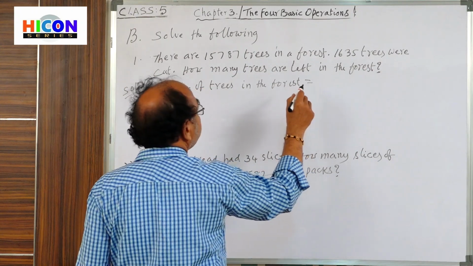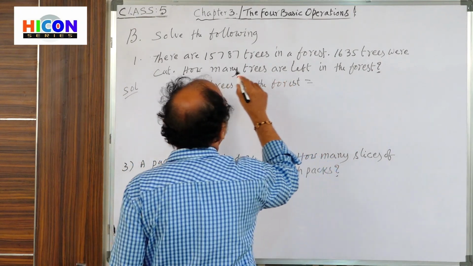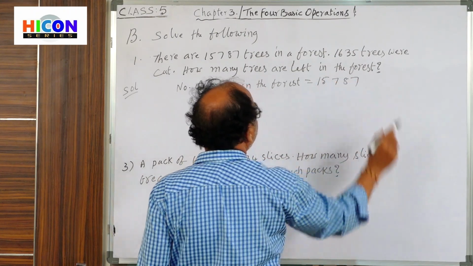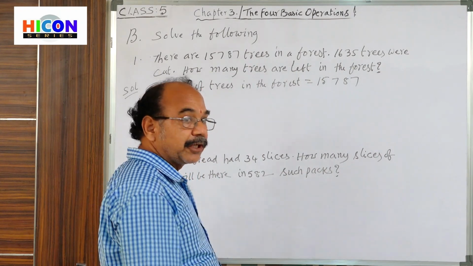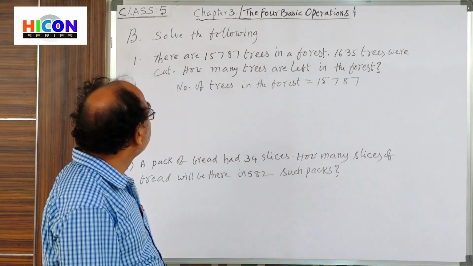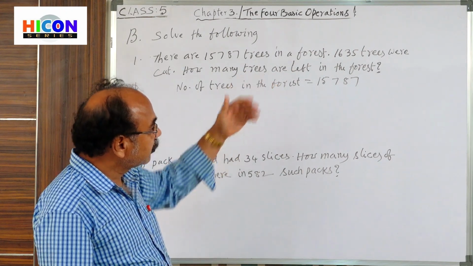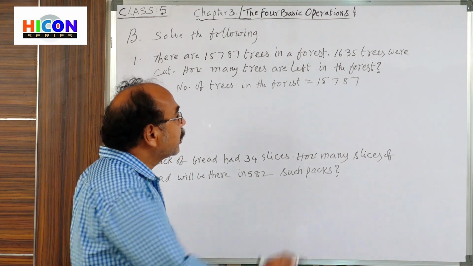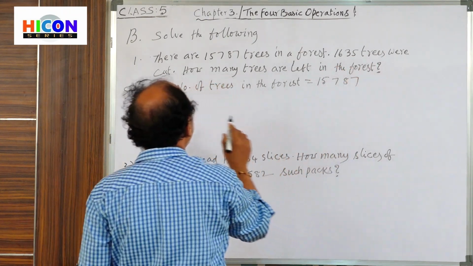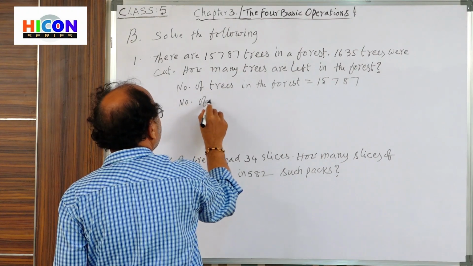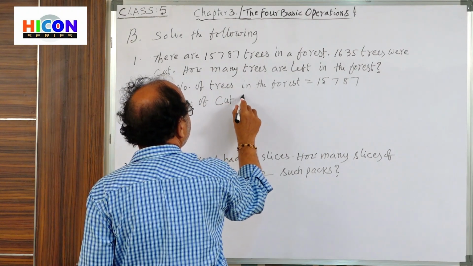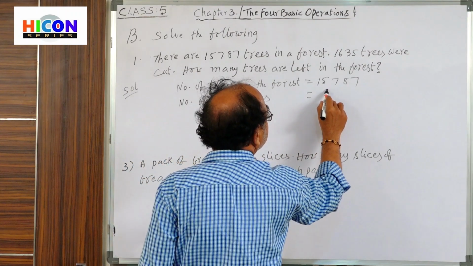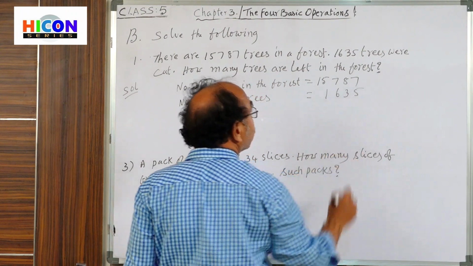How many trees are there here? 15,787. 15,787 trees are there in the forest. Now, how many trees cut? That means some trees were cut and removed. How many trees were cut here? 1,635. So, number of cut trees is 1,635. 1,635 trees are cut and removed.